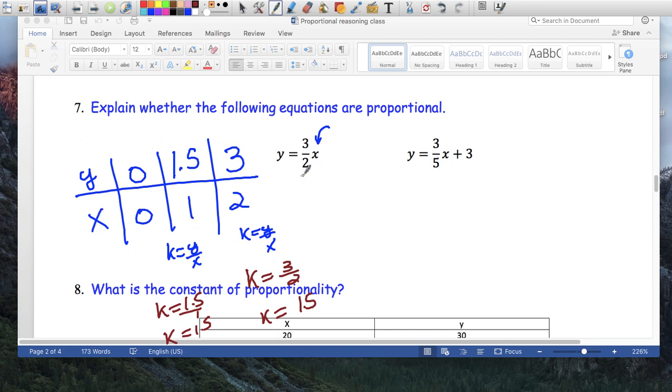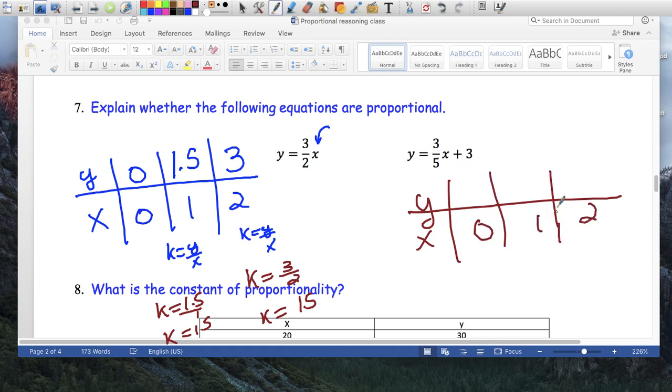Well, this one, and again, I'm doing this the really long way. Next, let's just figure out a few points. Again, pick 0, 1, 2. When x equals 0, if I put a 0 over here, it would be 3 over 5 times 0 plus 3, I would get 3. When x equals 1, it would be 3/5 times 1, and then plus 3, or just 3.6, which is the same thing as 3/5 plus 3. And then when x equals 2, it would be 6 over 5 plus 3, right? And that's 1 1/5 plus 3, which is going to give us 4.2.